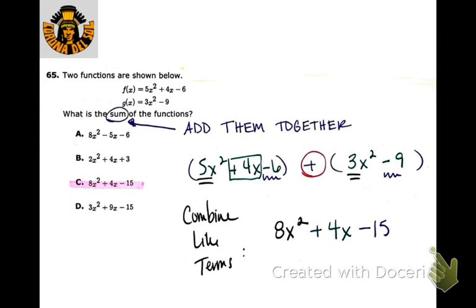All right, this one, sum, that just means adding together. So that's pretty easy. You're just adding this function with this function, seeing what you get. Combine your like terms, and you get that.